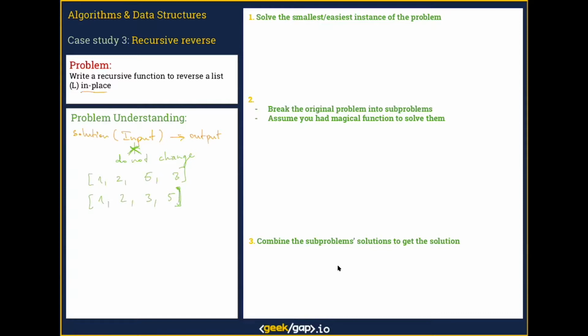But actually here we are even forced to do things in place. So I'm going to erase this and move to the actual problem understanding again, now that we know what in place means.